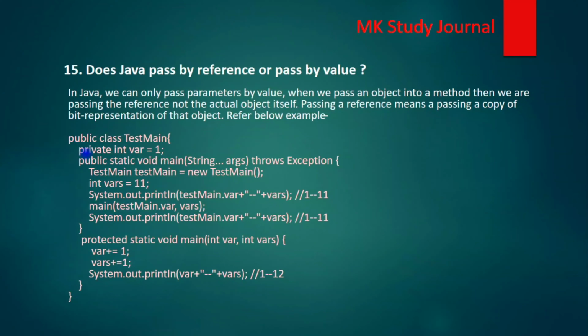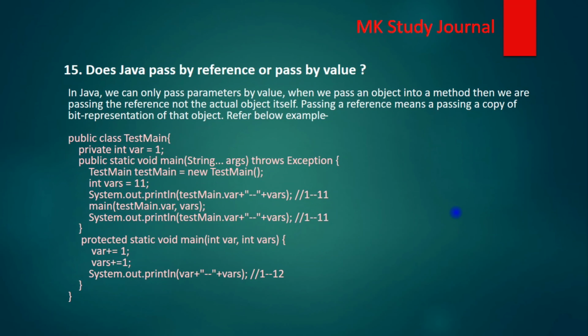In the example below you can easily see that we are passing an int variable into a method from the main method, public static void main. Inside that we are updating the value. After updating it will print 1 and 12, but in the calling main method the value will not be changed, and it will again print 1 and 11. That's why it's passed by value, not passed by reference.